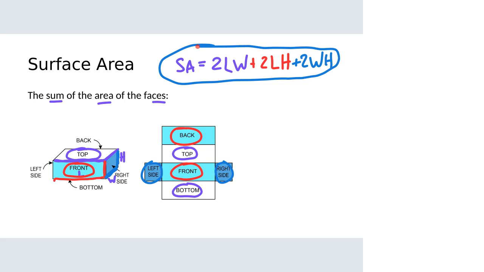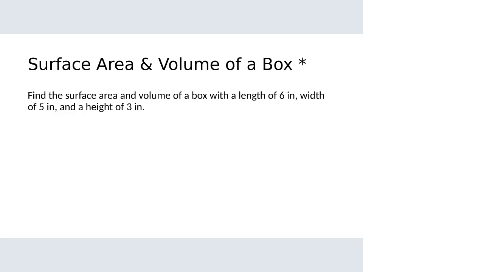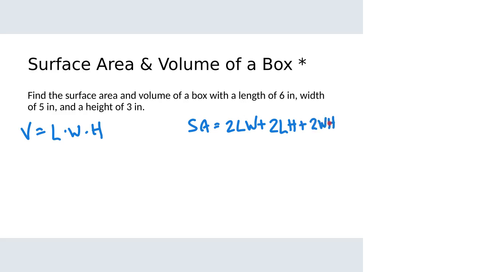Outstanding. Okay. I want you to try finding the surface area and volume of a box. So we're using those two formulas we looked at just in the last couple of ideas. Find the surface area and volume of a box with a length of 6, a width of 5, and a height of 3. Just as a reminder, volume was length times width times height, and surface area was 2 times length times width plus 2 times length times height plus 2 times width times height. With that in mind, I'll set up a poll for this so that you can try those.